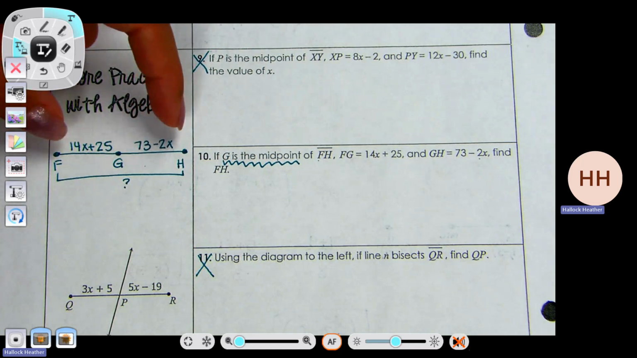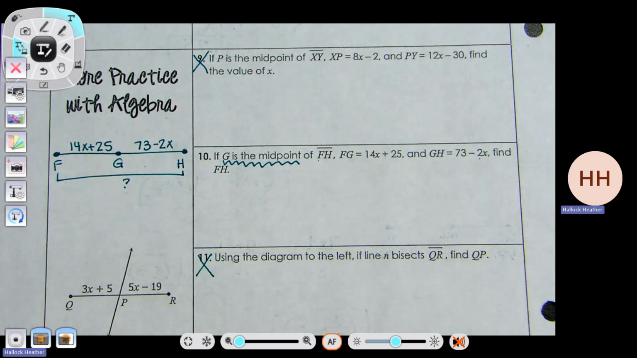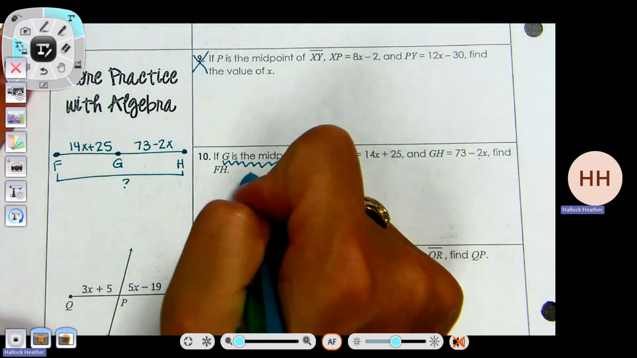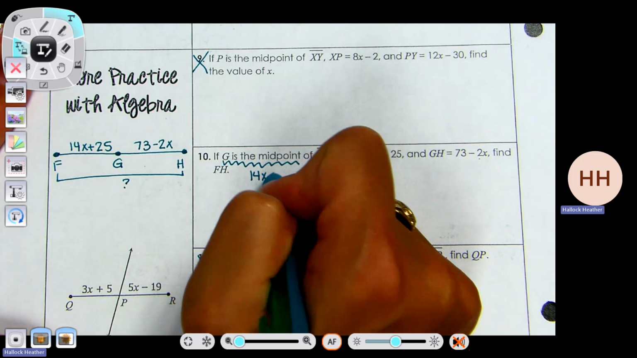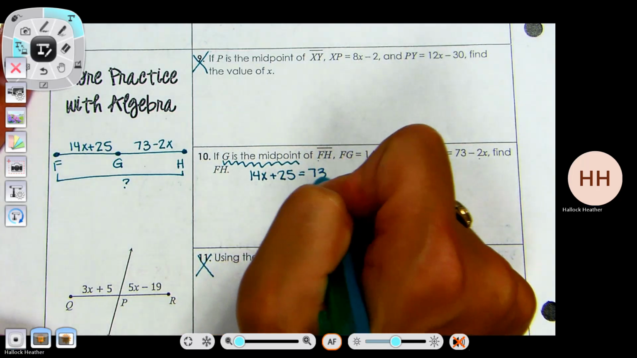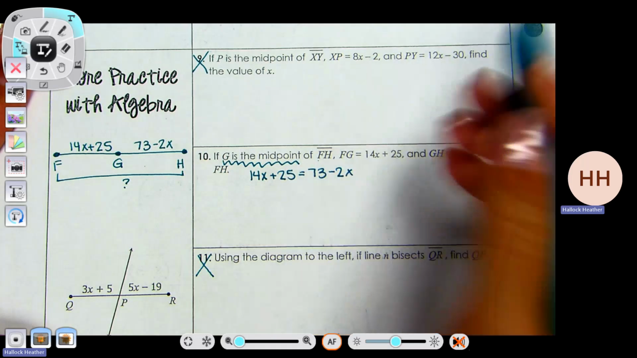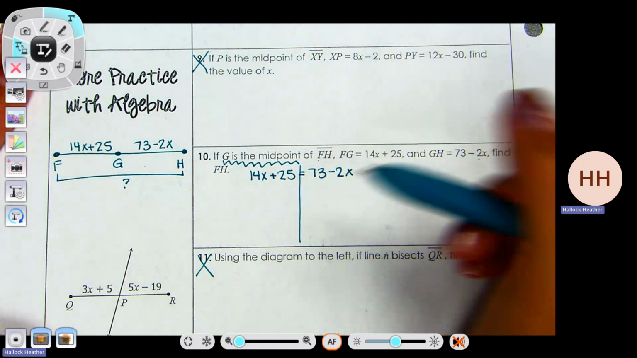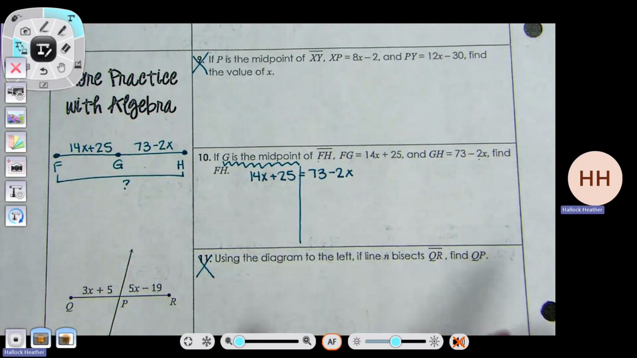Okay, what can I do with these two pieces if it's a midpoint? Set them equal to each other, because midpoint tells me that they're equal to each other. So I could put an equal sign in the middle of my problem, and I can solve for x. I always like to move my numbers first.